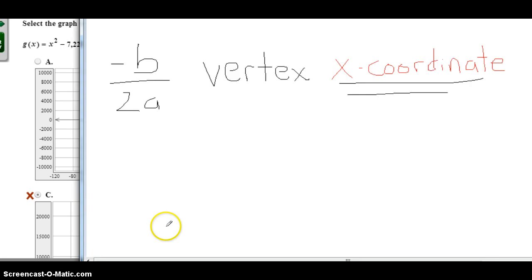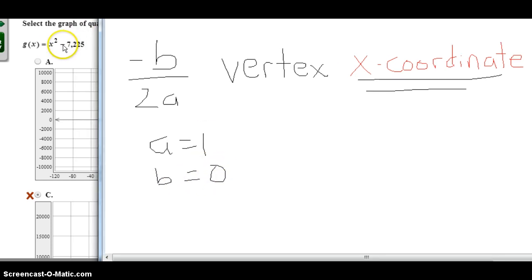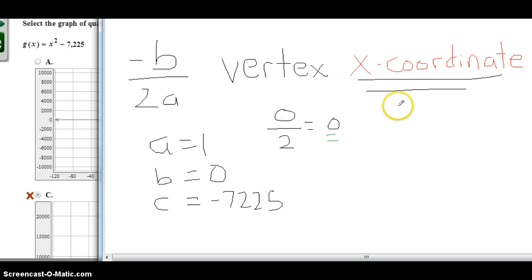So in this problem, we have that a equals 1, the number in front of x squared is a 1, b equals 0. There's no x term, so that means b is 0. And then we don't need c for this part, but c would be the number at the end, negative 7,225. So the vertex is going to be negative our b, so a negative 0, which is the same as positive 0, over 2 times 1, 2a, 0 over 2, which just reduces to 0. So that's the x coordinate of our vertex. So x is 0.